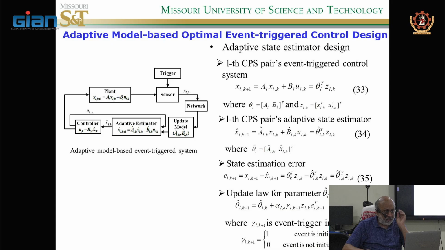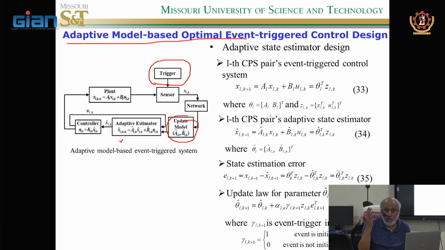Another method that we developed is also called adaptive model based. If I don't have A_L and B_L, then you can have an adaptive estimator. You see that x hat, A_L hat, B_L hat. So you're estimating A_L hat and B_L hat, and you can use that information to decide when to transmit. That essentially makes it even better, and reduces the number of transmissions even further.